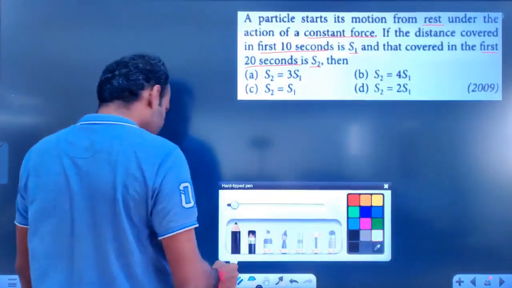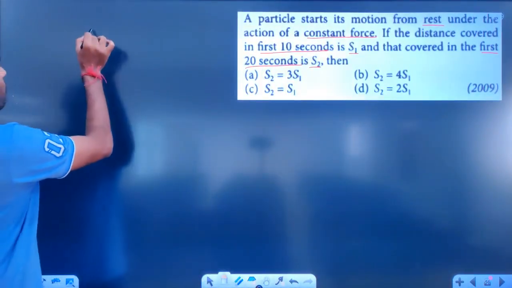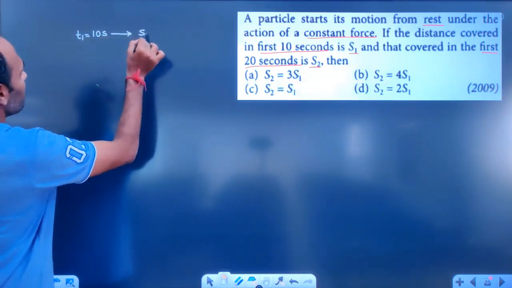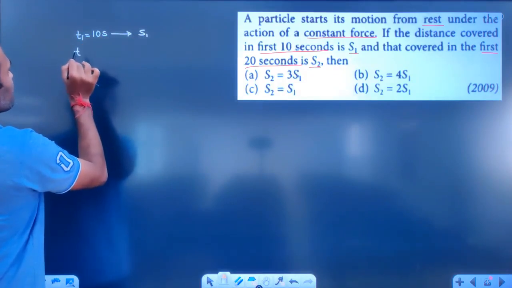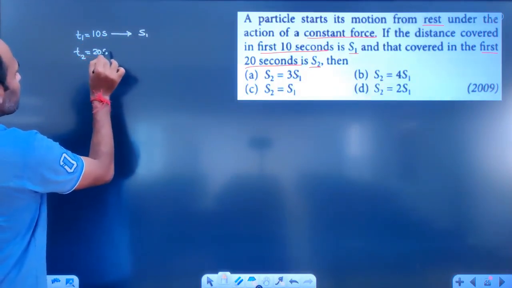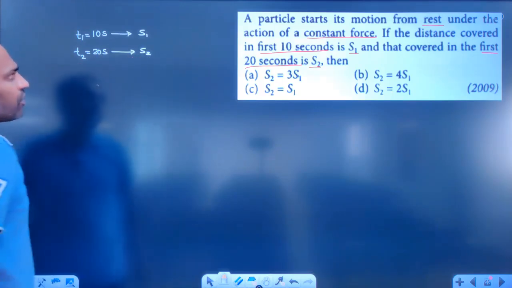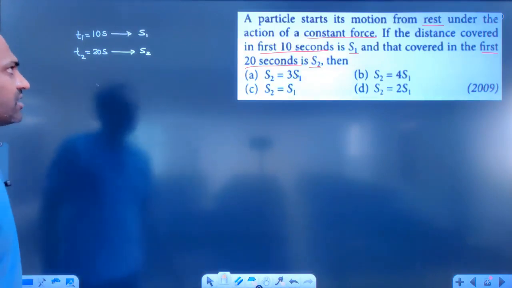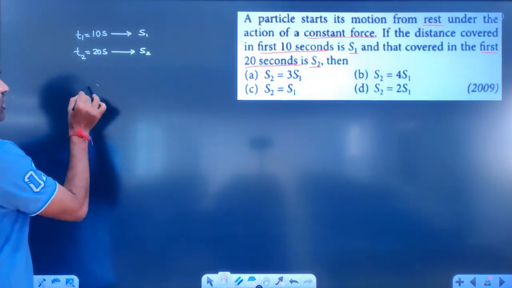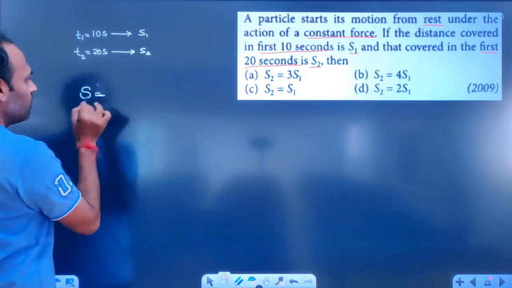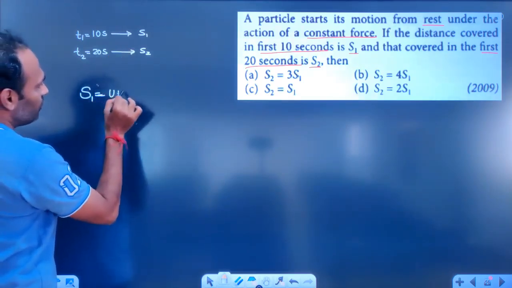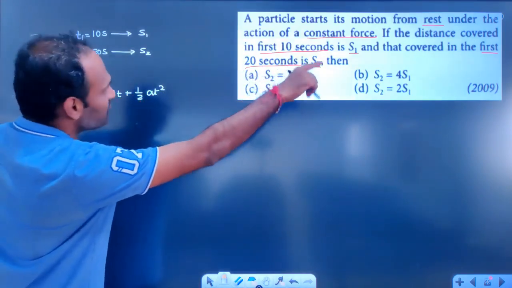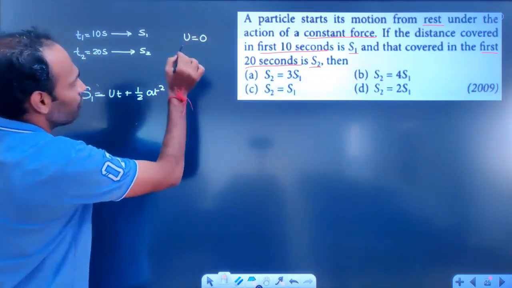In first 10 seconds, I will take this as T1. In first 10 seconds distance covered is S1. In the first 20 seconds distance covered is S2. We have to derive the relation between S1 and S2. Note, first 10 seconds, so I should not use Sn formula here, I should use S formula. So the S1 is equal to ut plus half at square formula only I will use. U, initial velocity is 0 because it starts from rest.